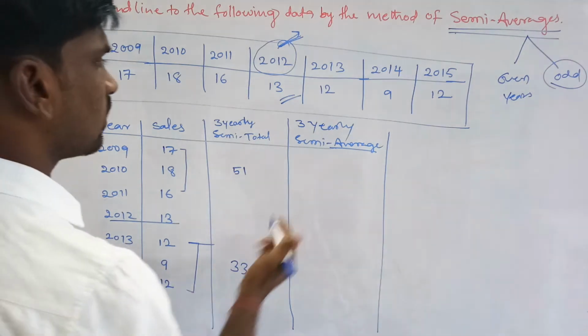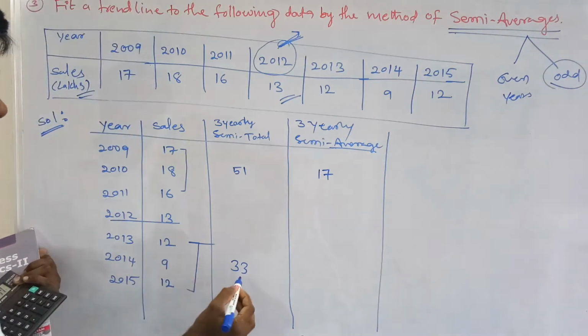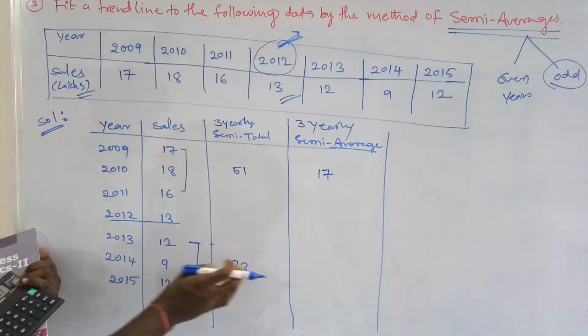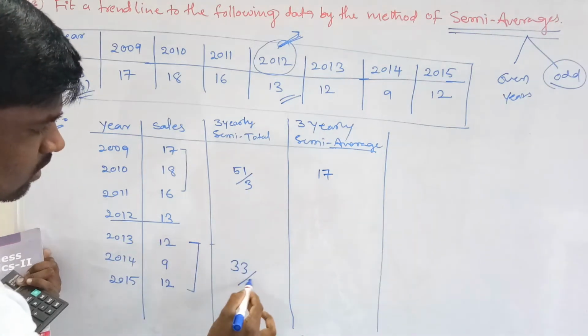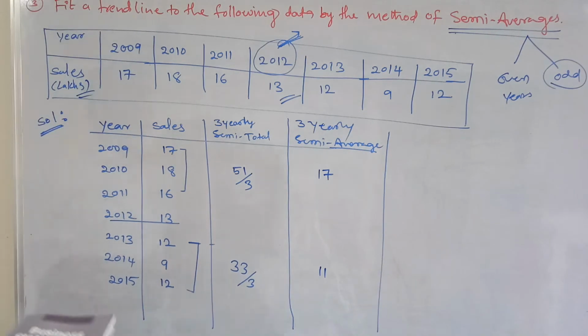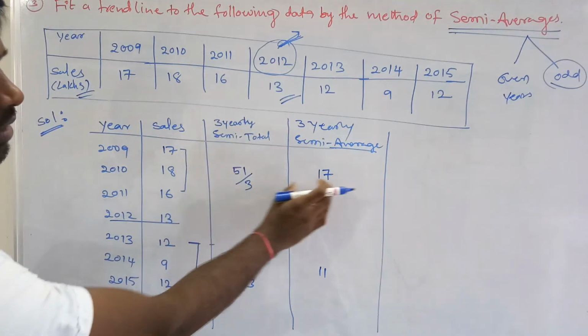So that is 17. And this 33 belongs to that 13, 14 and 15. This 13 also belongs to 3 years. So you can divide this by 3, that is 11. This is the table to show this data in the 3 year semi-totals and semi-averages.